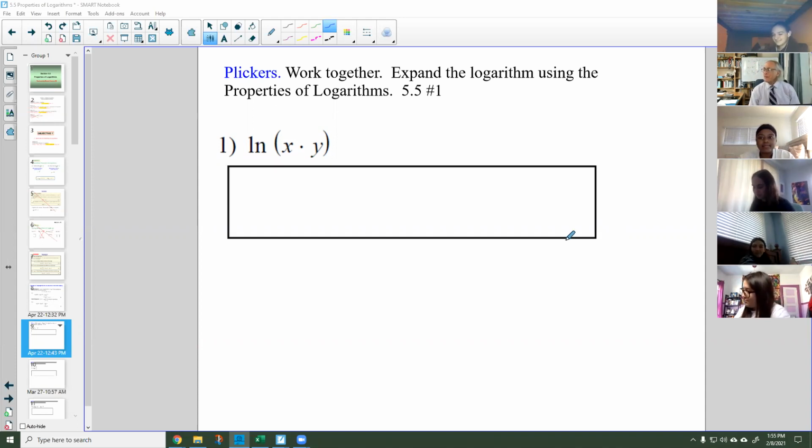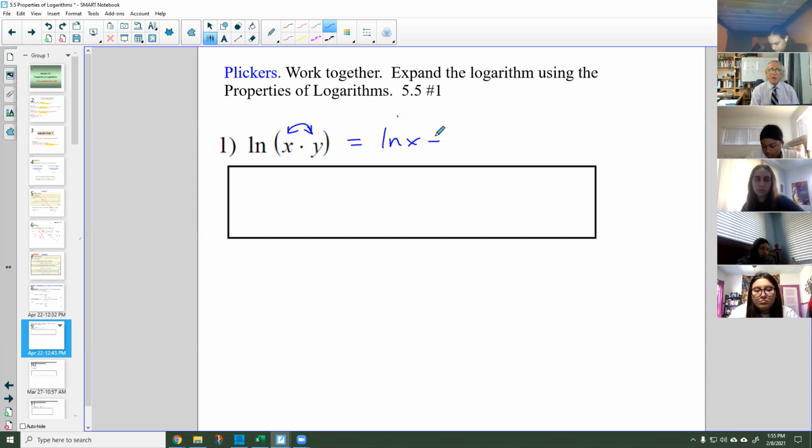All right. ln is the natural logarithm. Natural logarithm, ln. But it's a logarithm. So I want to use the product property here because I have a product as my argument, and I want to expand this logarithm. So that means this is equal to ln x plus ln y. Everybody see how I use the product property there to expand it?